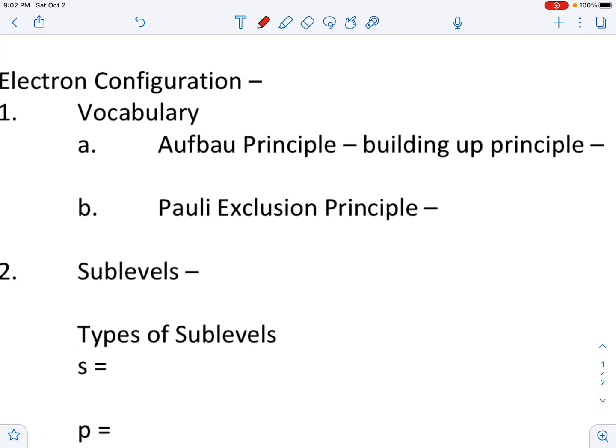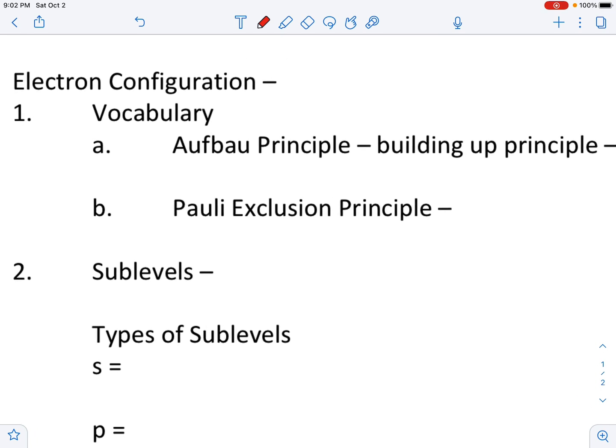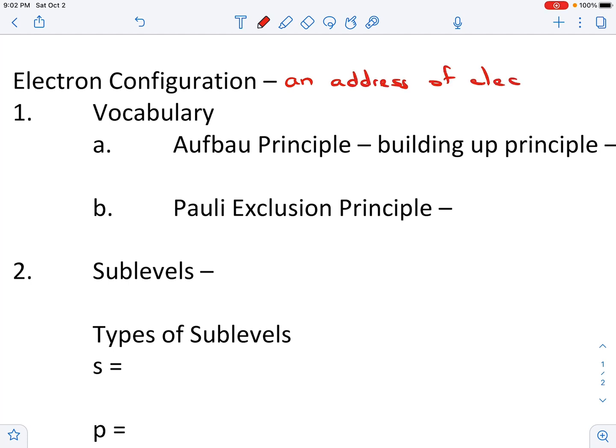Okay, so let's start with a definition of electron configuration. We've been talking about the parts of the atom. Our electron configuration is like an address of the electrons. This gives us a very specific direction about what it looks like in the atom, because each atom has its own little set of electrons.